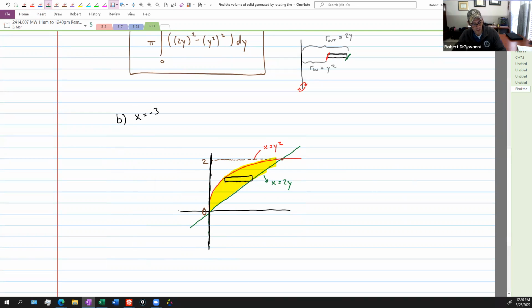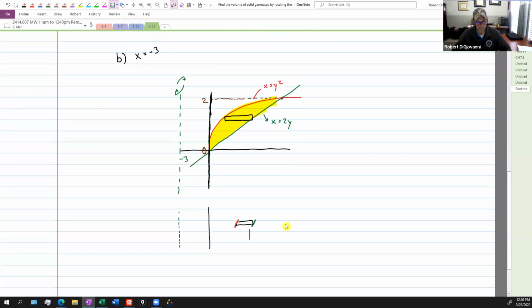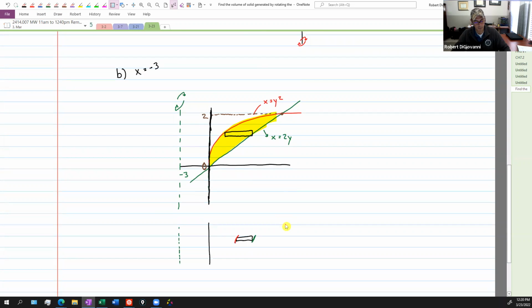So my axis of rotation is over here at -3. I've got a dotted line here. I'm rotating around this. So I'm going to draw my dotted line down here. I'm going to draw my y-axis here, draw my rectangle here, my red curve, my green curve. R out is that distance. R in is this distance.